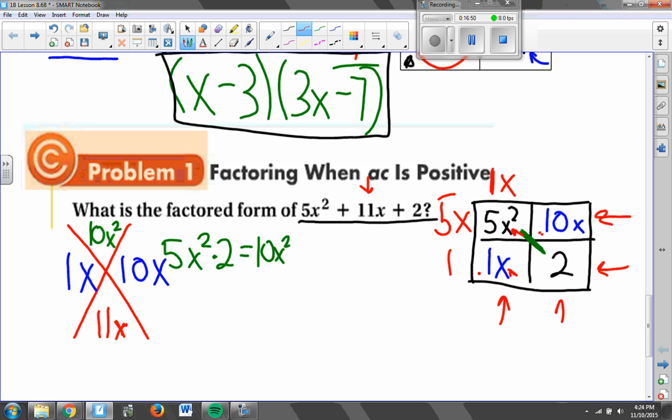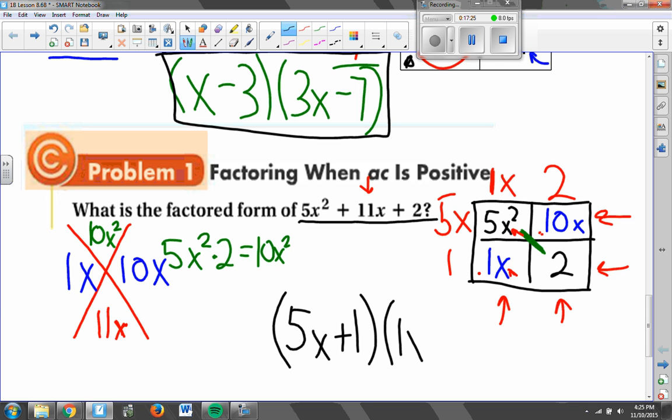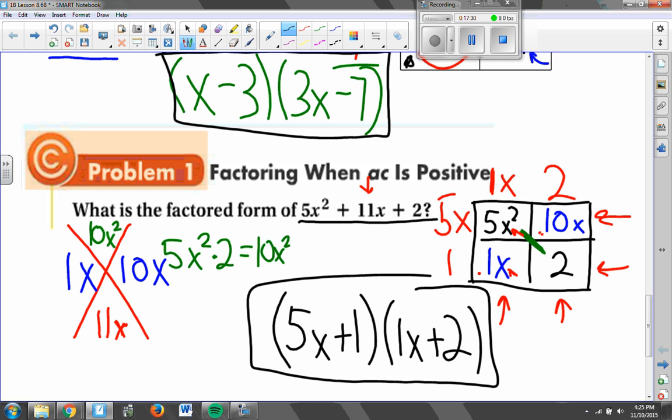And finally, this column here, if I go up, I'm finding the greatest common factor of 2 and 10x. I do not see an x that's common. I don't see any negative signs anywhere in here. But I do know that 2 is 2 times 1 and 10 is 2 times 5, so a 2 is common there. I will finish off this problem by writing those 2 factors from my left side, 5x and a positive 1, and to the top of my generic rectangle, 1x and a positive 2. That is my factored form. I'm done.